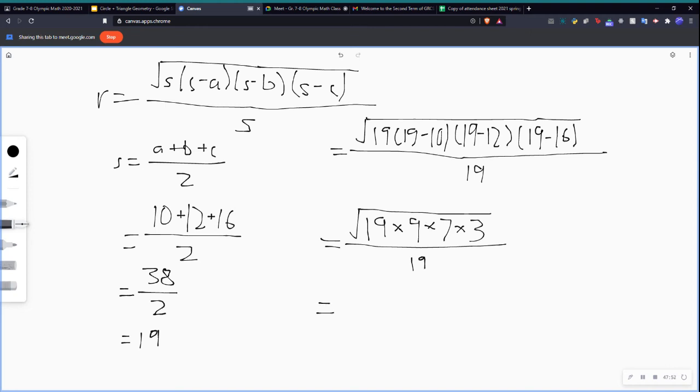And then if you calculate whatever is in that square root, let's do it quickly right here. You should get this number, 3,591, over 19. You can probably simplify this radical, but I won't show it right here. All right, so this would be the value of your inradius. Any questions about this problem?